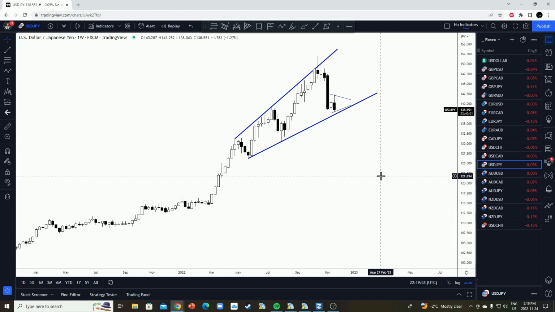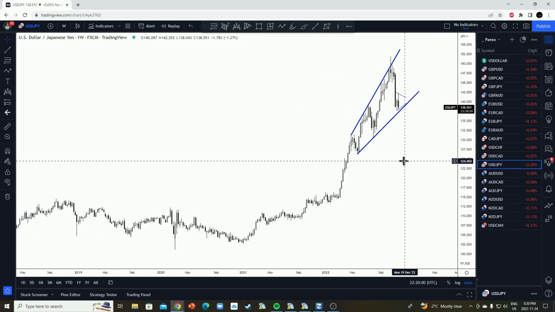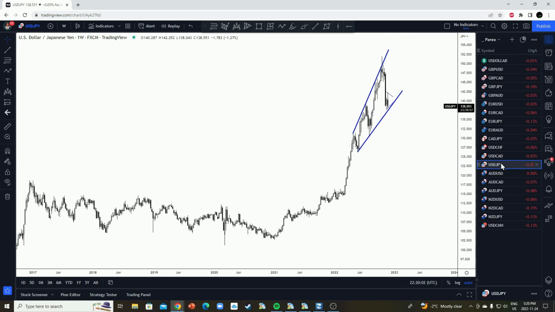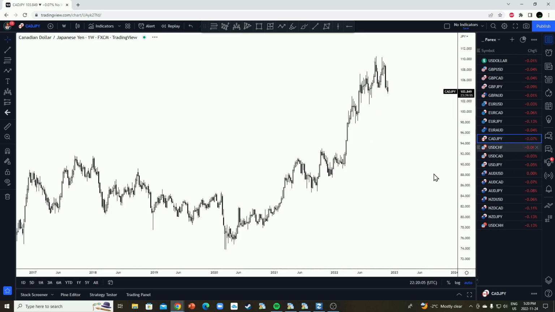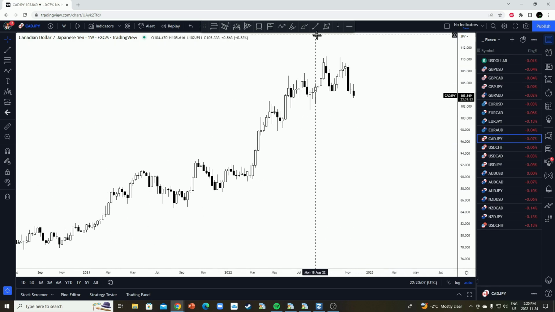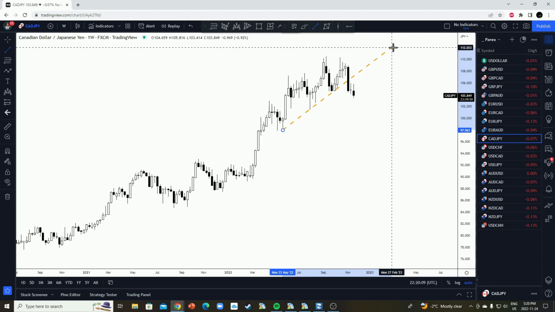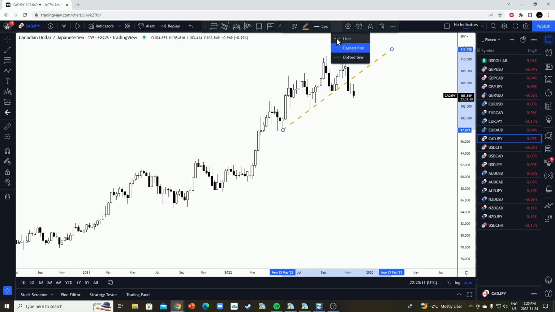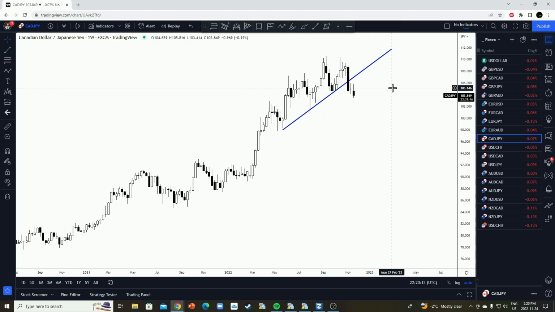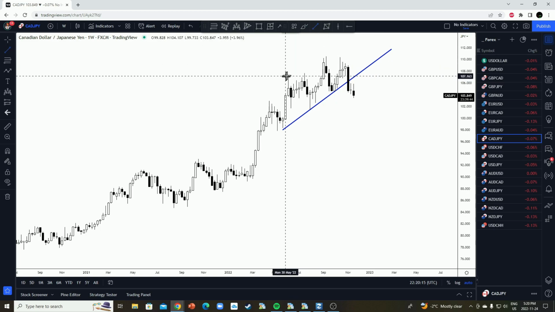So I kind of reduced my risk is basically what I did here. I cashed out and I reduced my risk, but I feel like USD yen and Canadian yen, this is the next trade that I have on. So this one is based off of this.